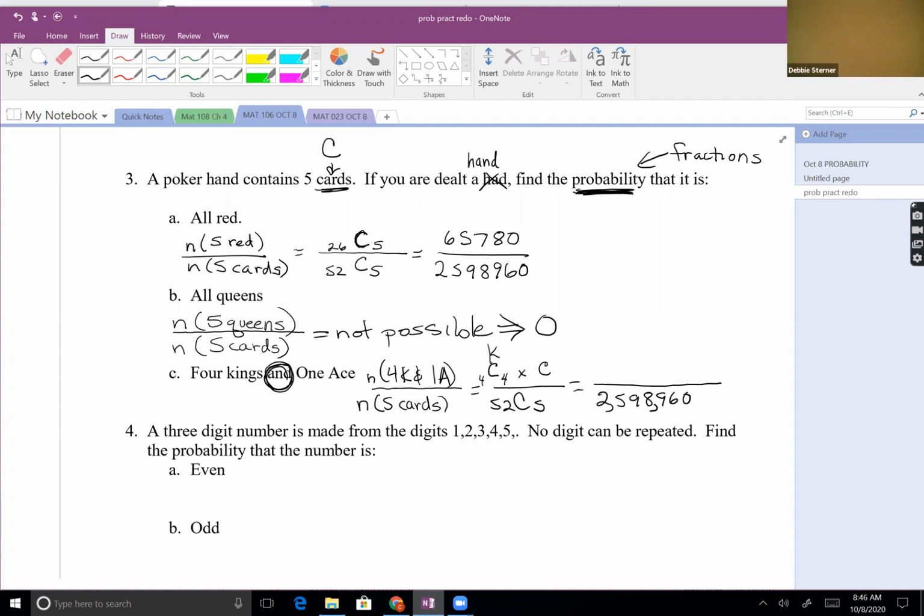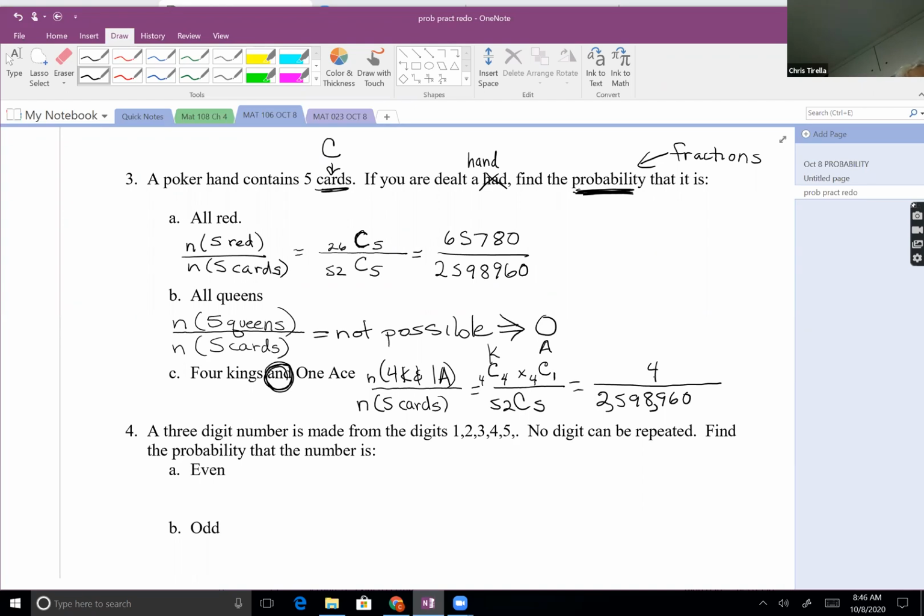And so then for aces, I only want 1 ace. And how many aces are there to pick from? 4. And so 4C4 is 1. 4C1 is 4. So when I multiply, that answer is 4. So of the over 2.5 million, only 4 fit this description.